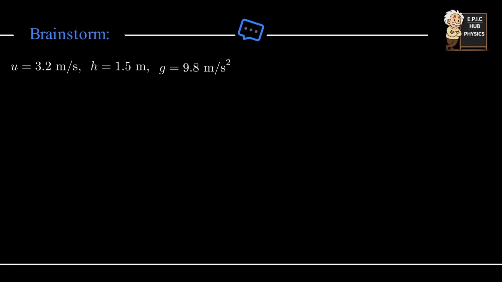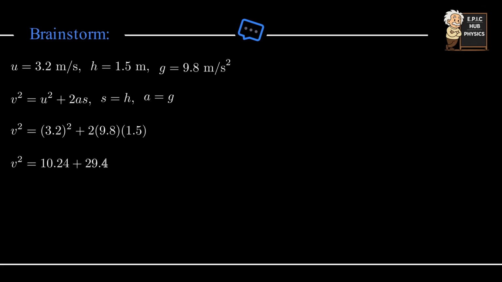Next, we choose a suitable equation of motion. Since the question asks for the final speed and does not involve time, we use the equation v squared equals u squared plus 2as. Here, u is the initial velocity, a is the acceleration, and s is the displacement. Now we substitute the known values into the equation. v squared equals 3.2 squared plus 2 multiplied by 9.8 multiplied by 1.5.